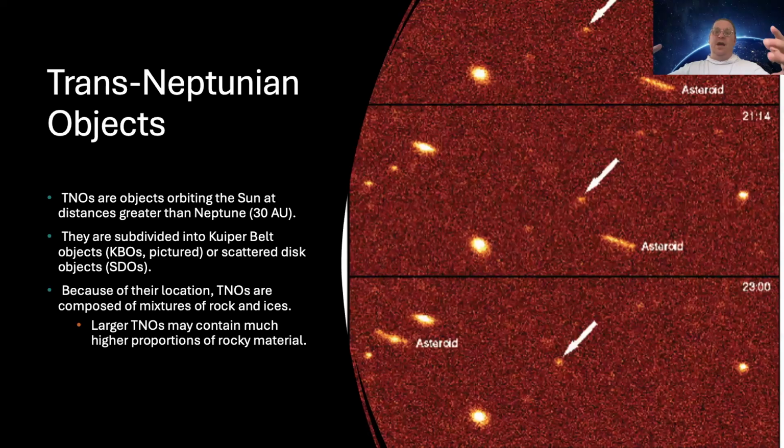If they are within the Kuiper belt, they're known as Kuiper belt objects or KBOs. If they have higher inclinations, then they're known as scattered disk objects or SDOs. Again, because of the nature of them, not much is known about them because they are very small, they are far away, and so it is very hard to study them in any kind of detail.